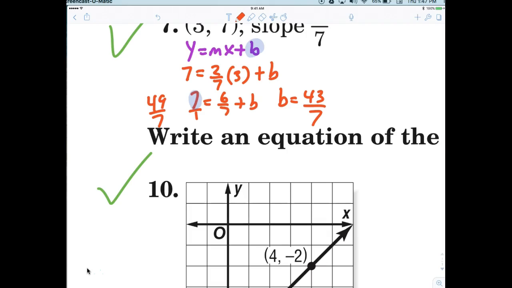Does everybody see that? I had to divide. Now, 49 minus 6 is what? 43. 43 sevenths.